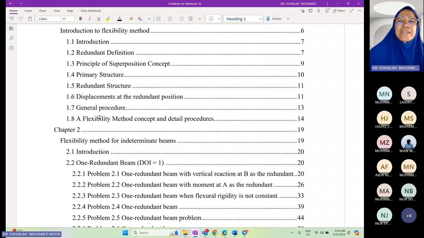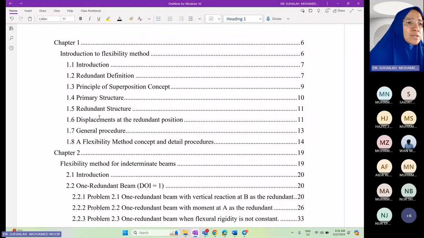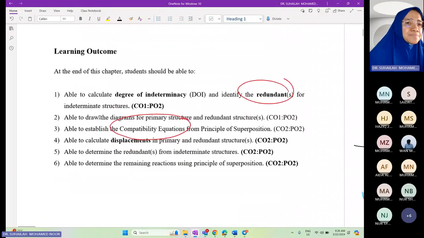Anyway, the basic fundamentals are about calculating reactions and writing moment equations in beam and frame. For truss, you need the knowledge of how to determine member forces using the easy method. We do not use the method of joints directly, but we do it virtually. That is called the easy method. So it is very, very important for you to practice, practice and practice. Okay, so let's jump to chapter number one, introduction to flexibility method.